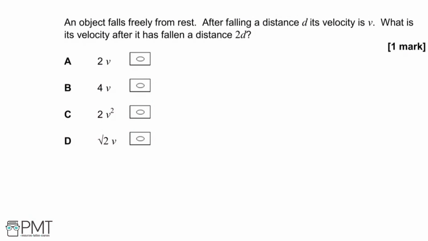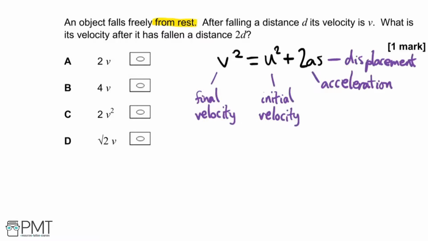An object falls freely from rest. After falling a distance d, its velocity is v. What is its velocity after it has fallen a distance 2d? Now for this question, we need an equation that relates the velocity of the object to the distance it's travelled. The one that I'm going to choose is v squared equals u squared plus 2as. And then here are the meanings of each of the symbols. So we're interested in how that final velocity changes as the displacement changes.